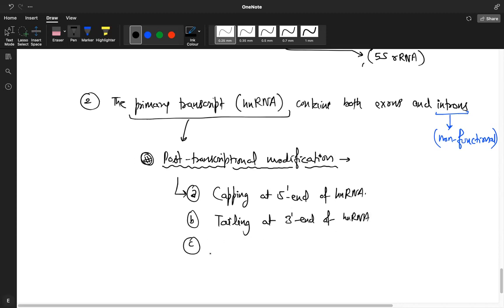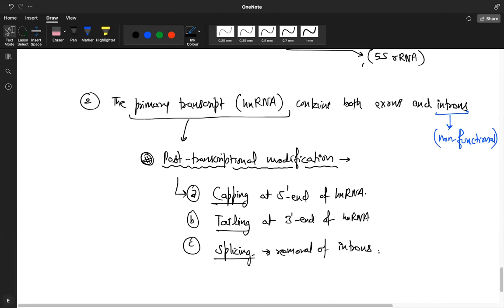And the third thing which is done is, in between the cap and the tail, we have both exons and introns present. So the third thing that has to be done is splicing. Splicing means removal of introns. All the introns are removed.